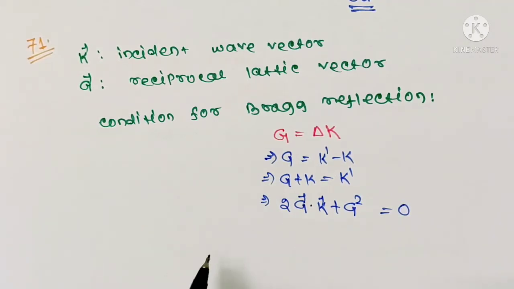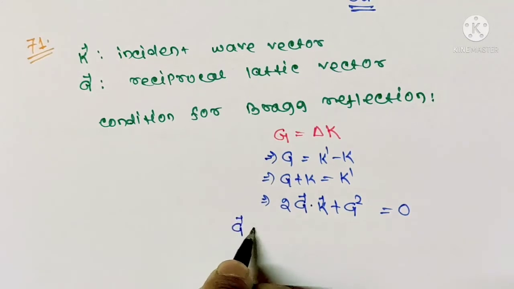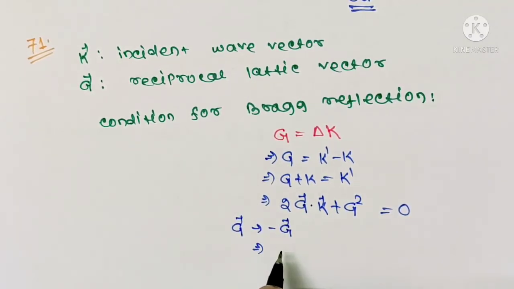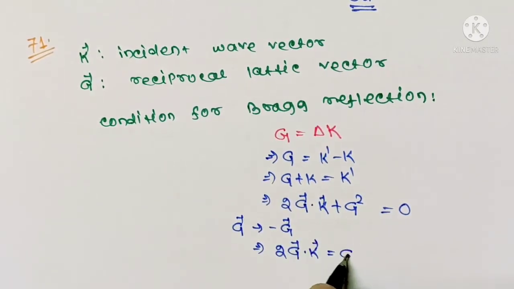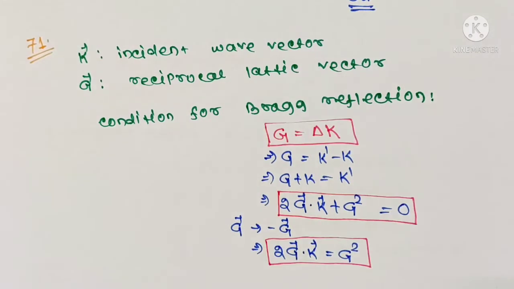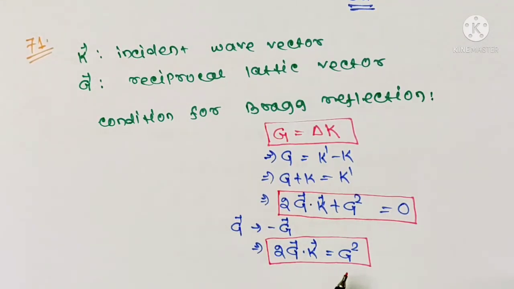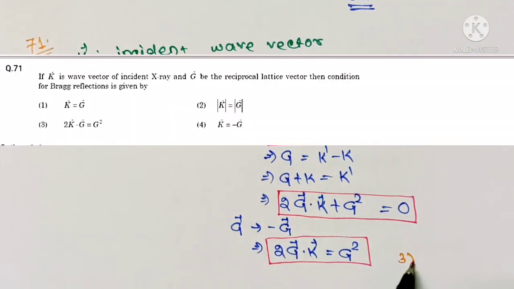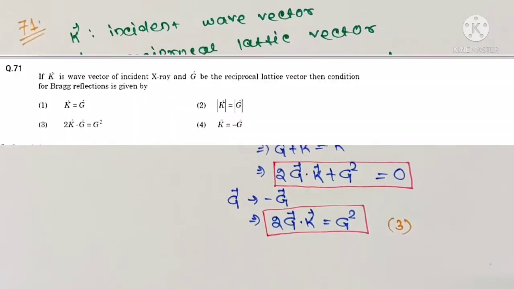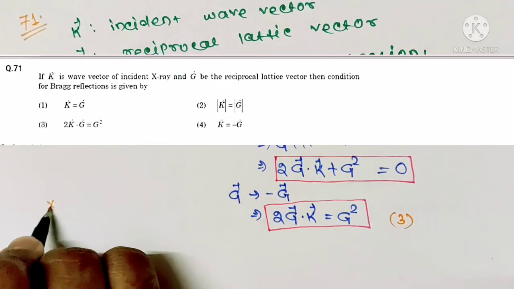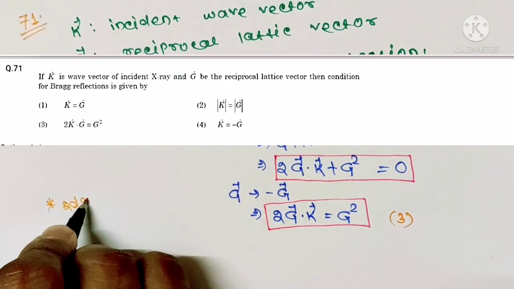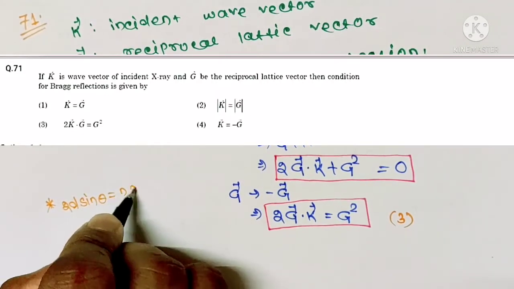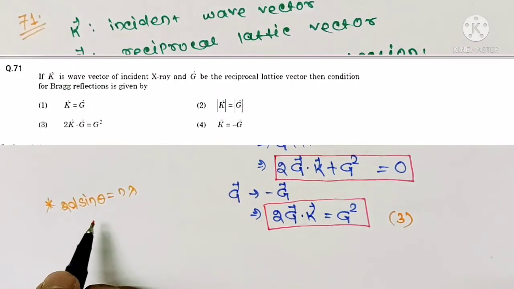Now replacing G with minus G, you will find 2G dot K equal to G square. So this is another condition for Bragg reflection. So here the correct option is option 3. We have one more condition that you should remember, that is 2d sin theta equals n lambda. This is also a condition for Bragg reflection.